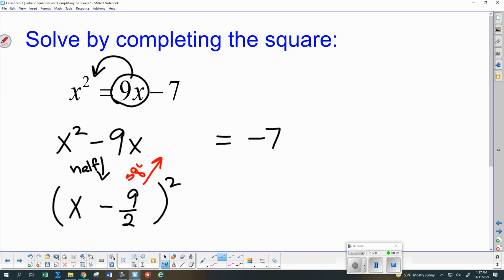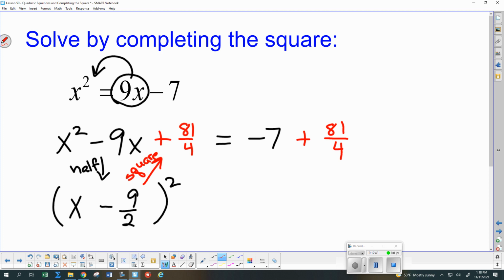When we square it, we put it back in that original line. Will it be plus or minus? Negative 9 halves times negative 9 halves will be plus. 9 halves times 9 halves, 81 over 4. Is it okay to have my original problem, x squared minus 9x equals negative 7, and just add 81/4 on one side? So we've got to show that we're adding it on both sides.